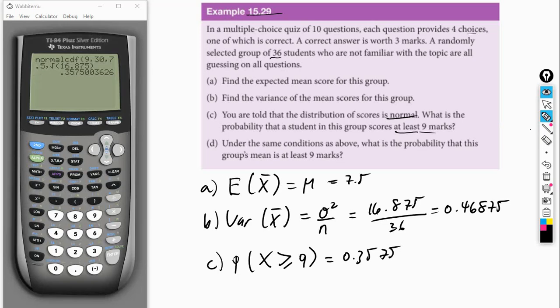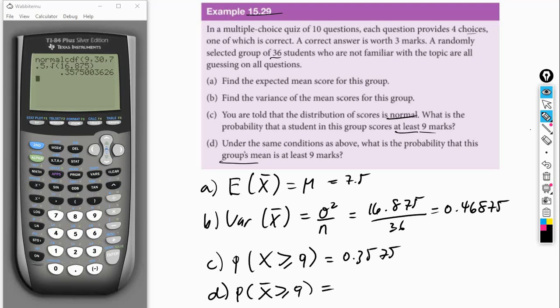Then for D, it says, under the same conditions as above, what is the probability that this group's mean is at least 9 marks? So now it's the group. So the probability for the group mean to be greater than or equal to 9 marks.